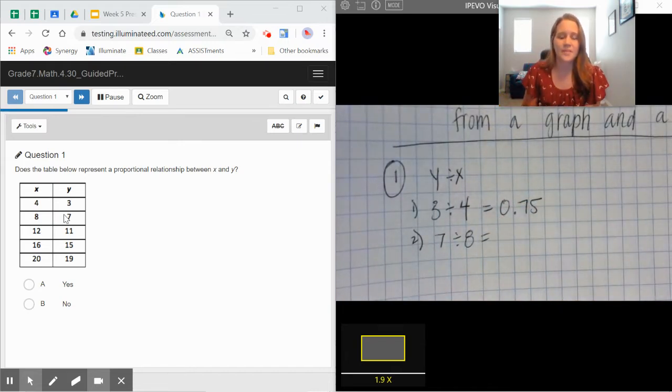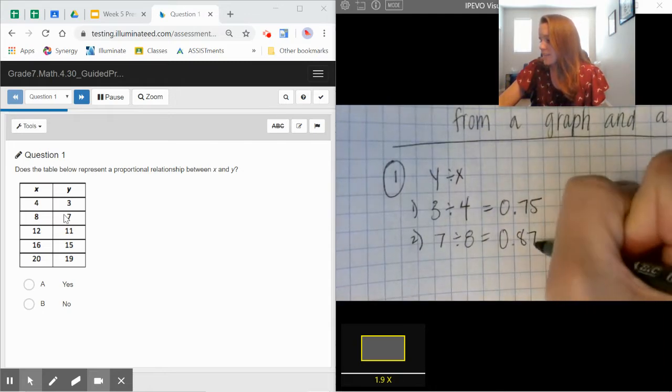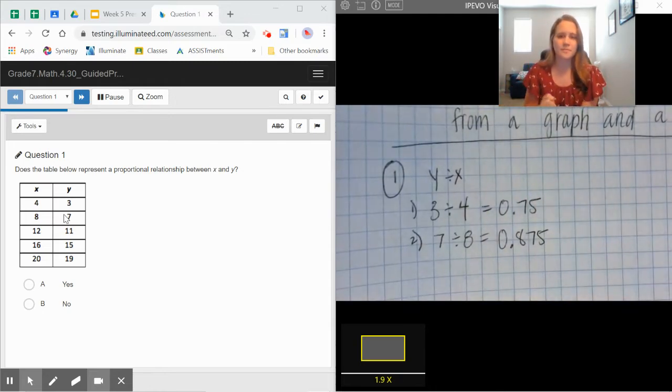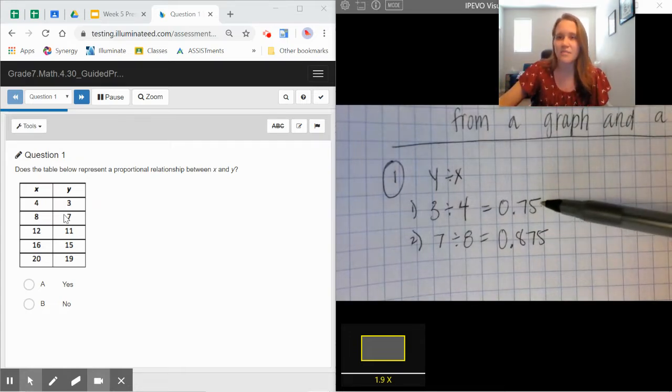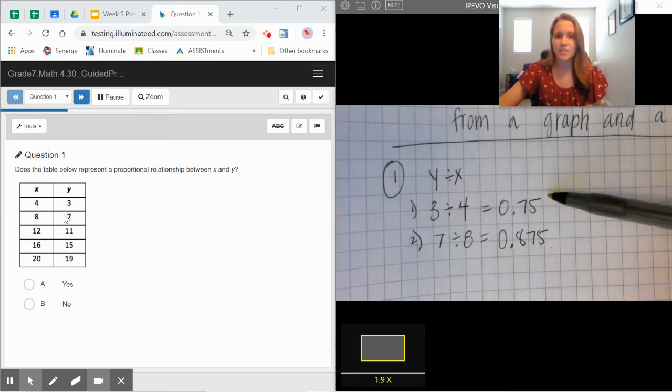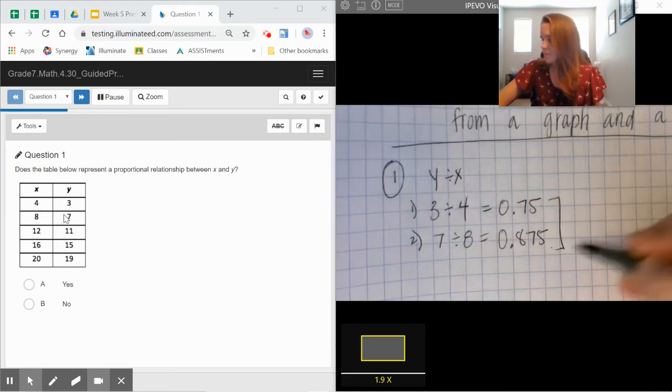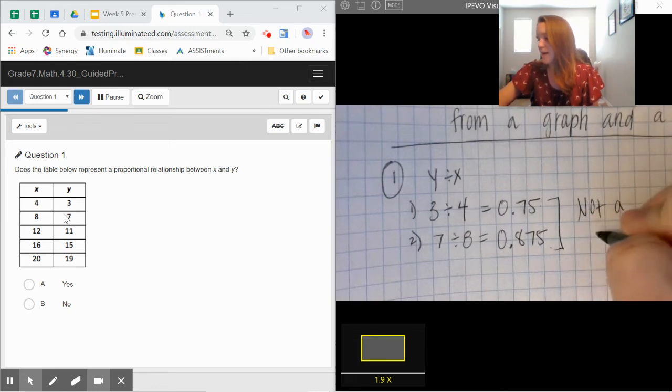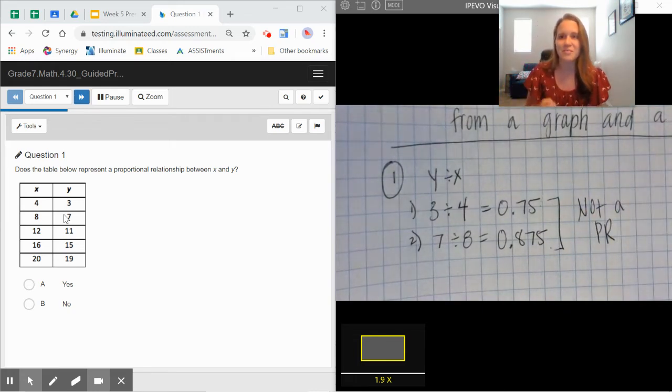Ooh. That is not 0.75. That is 0.875. So I was trying to find the COP, and what I found is that the factor on the first ratio and the second ratio are different from each other. So this shows me that this is not a PR, I'm going to put PR for proportional relationship. I'm going to be writing that a bunch today, so go ahead and take that shortcut if you'd like. Okay, number 1 is no.